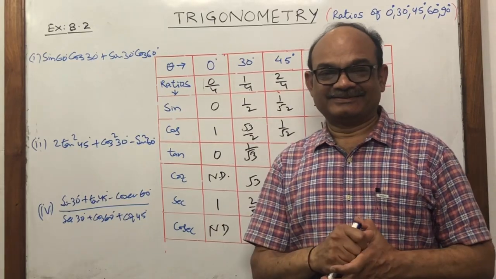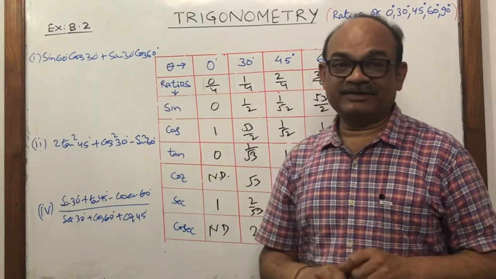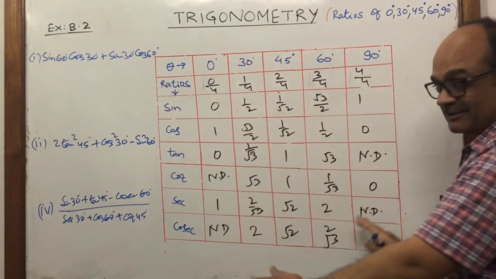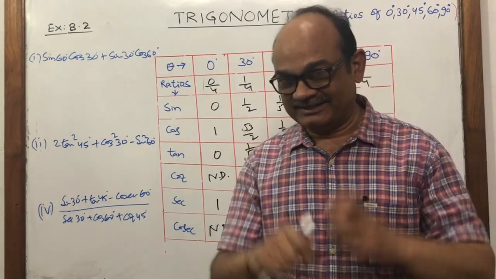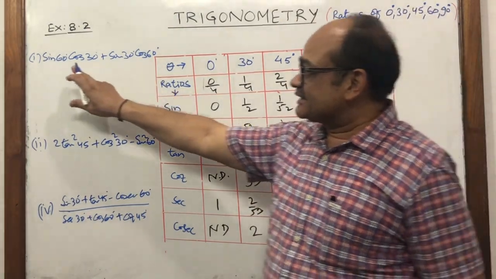Hello students, so now we are studying exercise number 8.2 based on all the trigonometric ratios of 0 degree, 30 degree, 45 degree, 60 degree and 90 degree. So first is sin 60 cos 30.